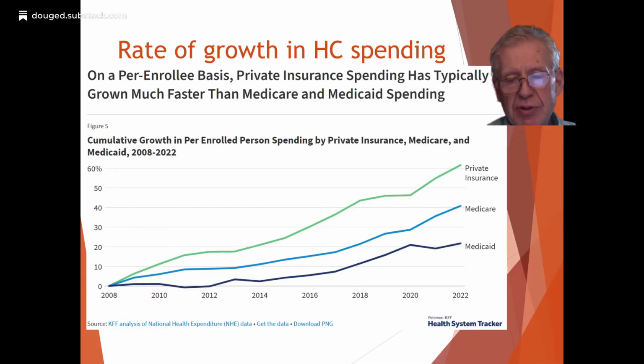Now, as you can see here, when we are looking at cumulative growth in per enrolled person spending, Medicaid comes in at about 22%, Medicare comes in at about twice that, at about 42%, and private insurance comes in over 60% increase, cumulative increase since 2008, or between 2008 and 2022. I think that's a pretty significant data point.